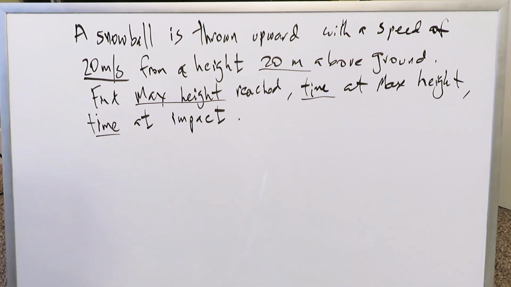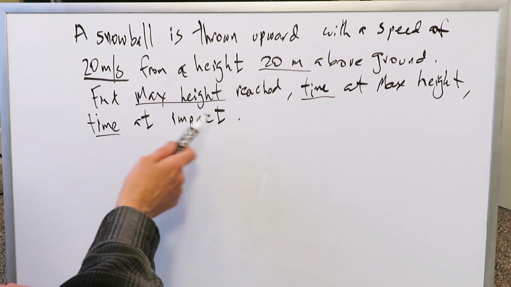Everything here is going to play either in one of two ways. You can do everything with regards to derivatives or antiderivatives, or you can do everything here with regards to integrals. A snowball being thrown upward with a speed of 20 meters per second from a height 20 meters above the ground. We have to find these three things.